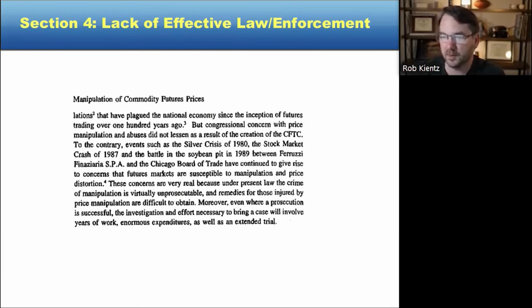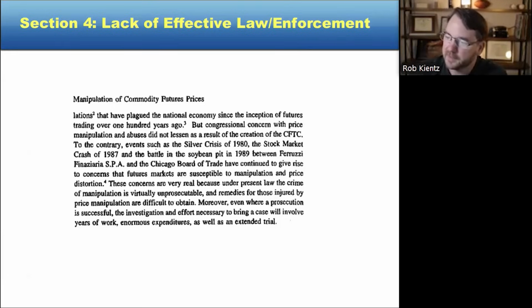But congressional concern with price manipulation and abuses did not lessen as a result of the creation of the CFTC in 1974. To the contrary, events such as the silver crisis of 1980, the stock market crash of 1987, and the battle in the soybean pit in 1989 between Ferruzzi Finanziaria, sorry if I said that name wrong, and the Chicago Board of Trade have continued to give rise to concerns that futures prices are susceptible to manipulation and price distortion. And it's been going on for 100 years?